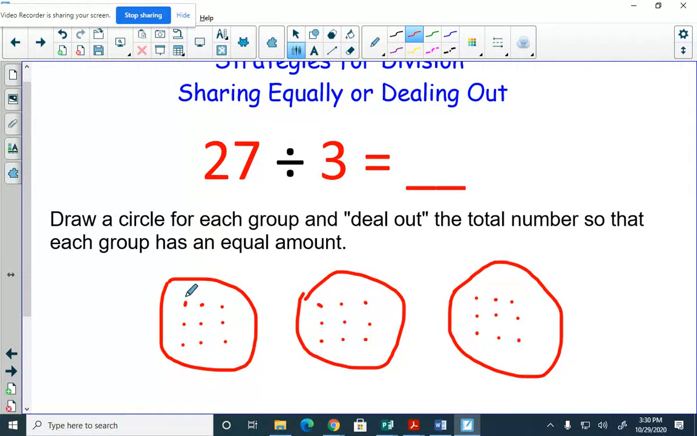So now I've dealt out the 27 to 3 groups, and I can come back and look at this first group, and I can see 1, 2, 3, 4, 5, 6, 7, 8, 9. So 27 divided by 3 is 9. Well, I've learned my 3's facts this week too, so I can say 9 times 3, that's 27. Yes, I've done that correctly.